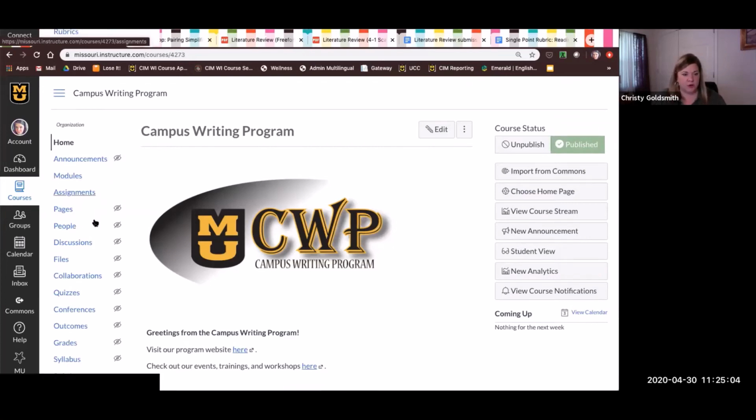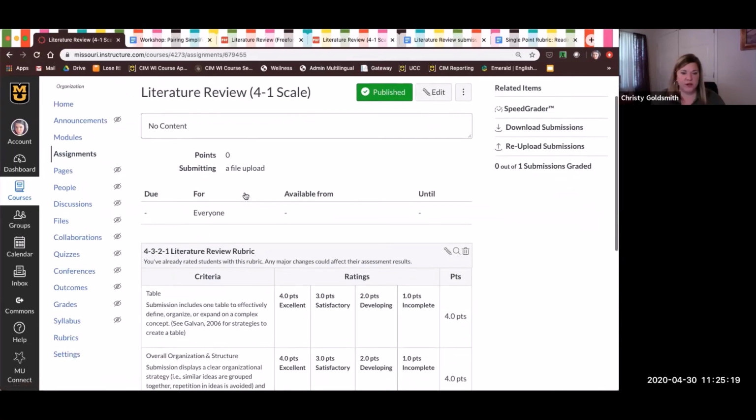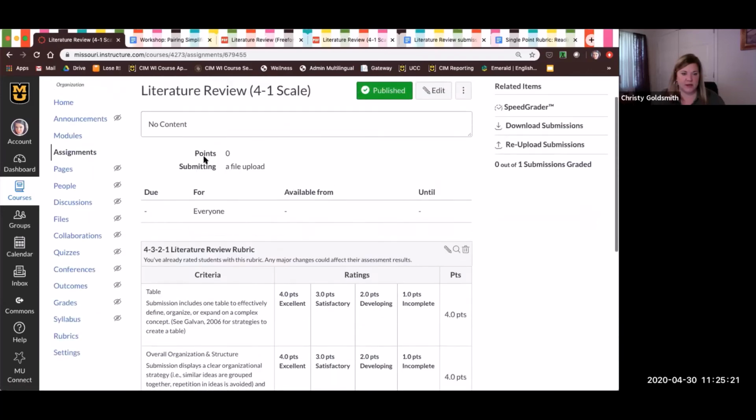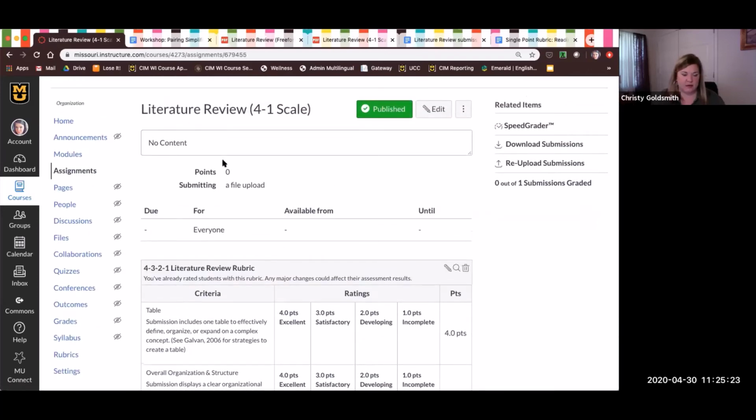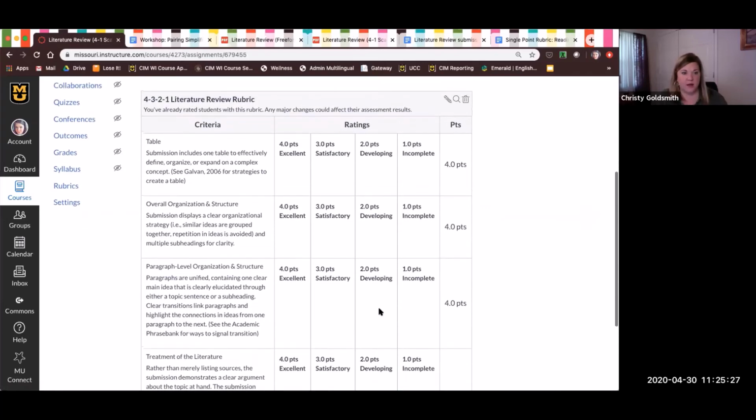When you go to your course, I go to assignments, and this is how I access my students' work. I'm going to show you both of the types of rubrics that I've talked about today. Let's start with the more objective one that we're sort of used to. So I click on my assignment, and here's my assignment. I didn't add any content, but I could add some explanation there. And here's the rubric. This rubric, by the way, has been pushed to the Canvas Commons. I'll show you how to find it.